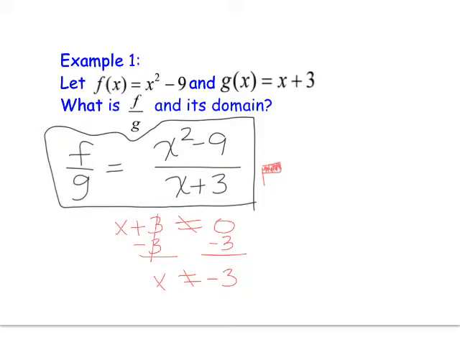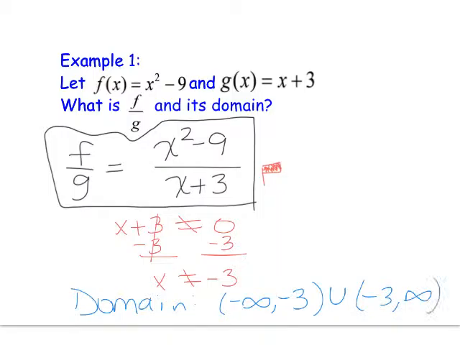So how do I state that domain? Well, the domain will include all numbers except negative 3. So that's going to include all the numbers from negative infinity up to negative 3, union with negative 3 up to positive infinity. So division, we're just going to write one function over the other and then take a look at the domain restrictions.